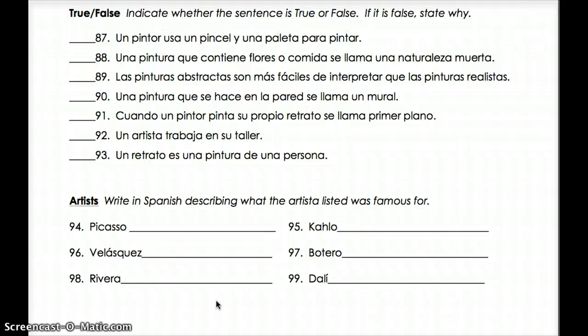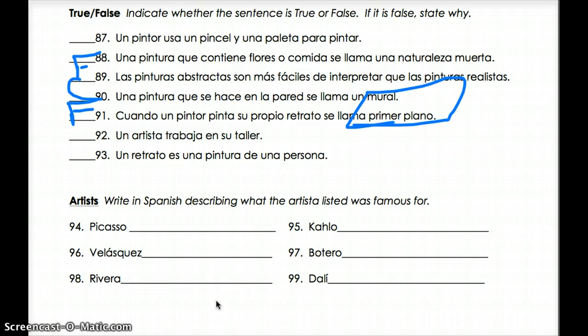I don't understand half of what Picasso or Dali did. So falso or F. Sorry, that's what I've been doing, right? Falso. Okay. A painting that is made on the wall is called a mural. Cierto. When a painter paints himself, it's called foreground. No.